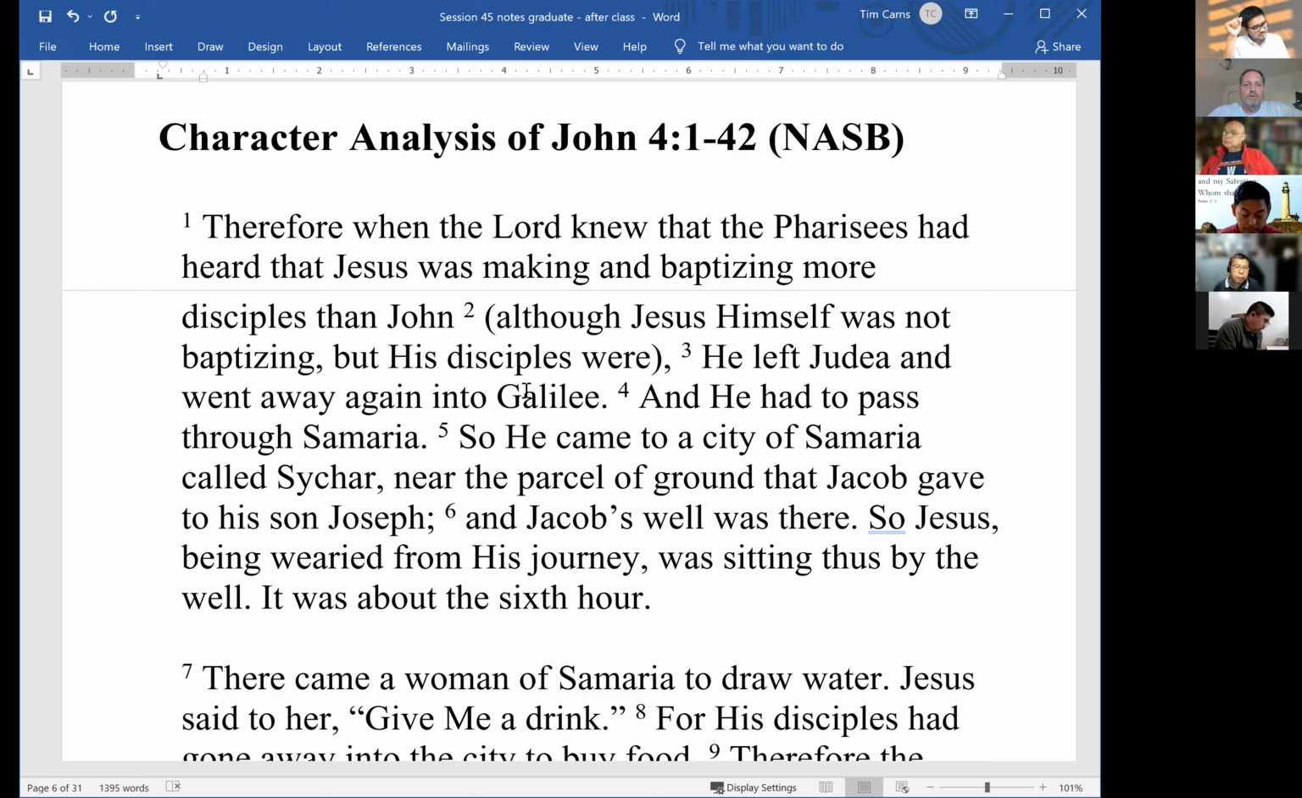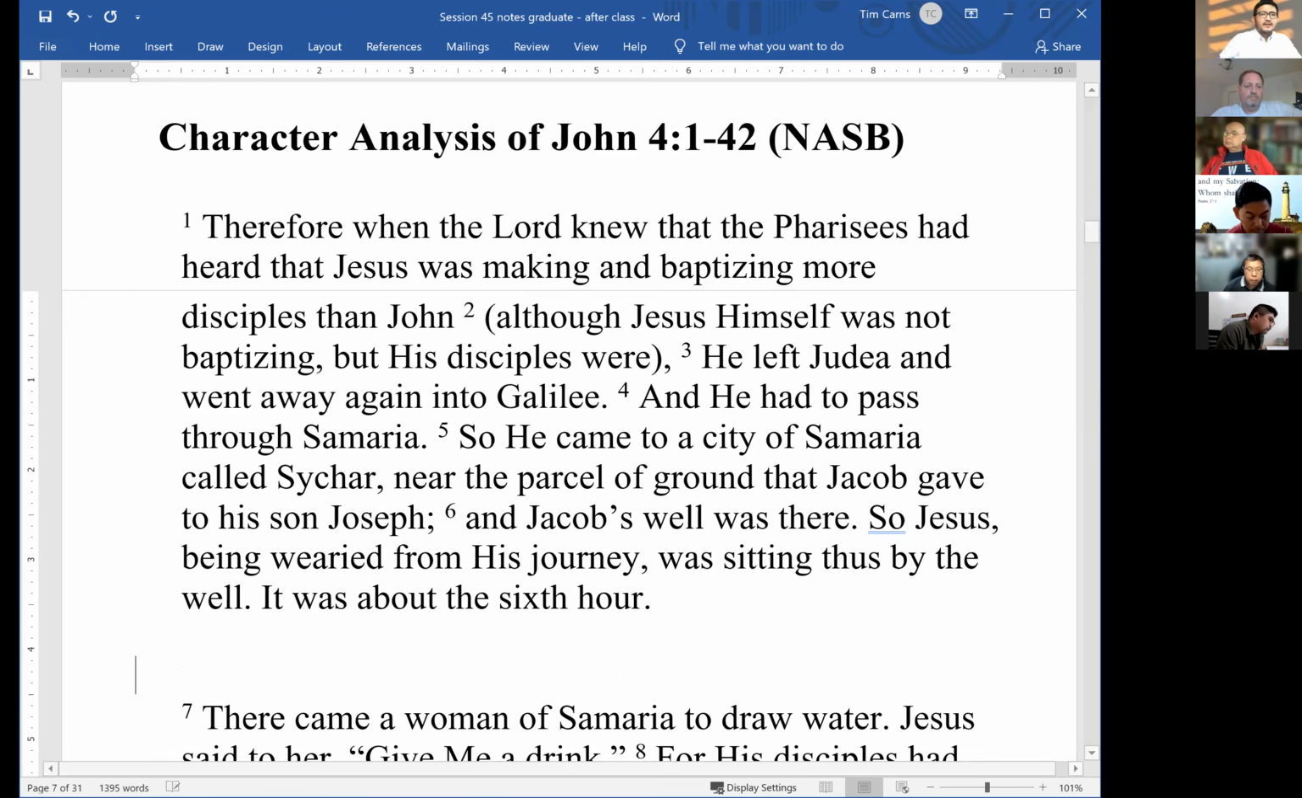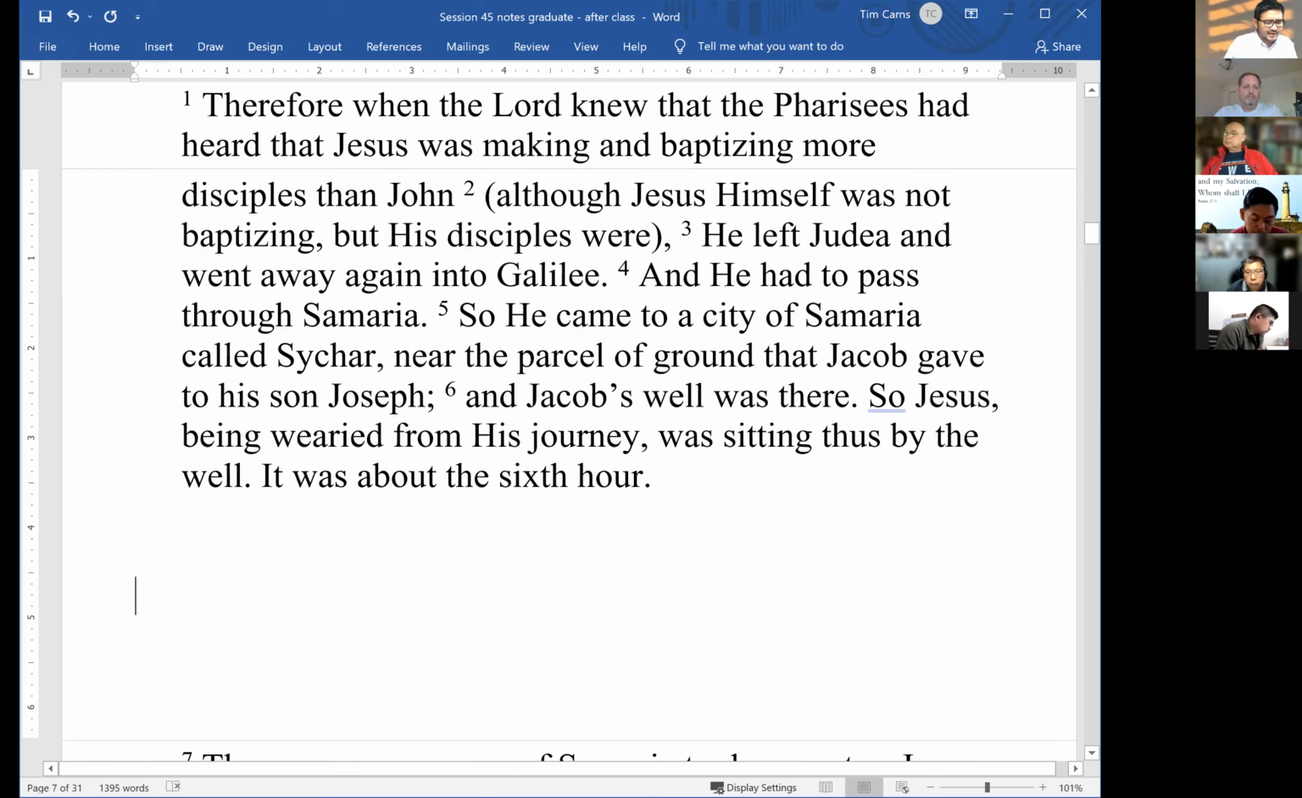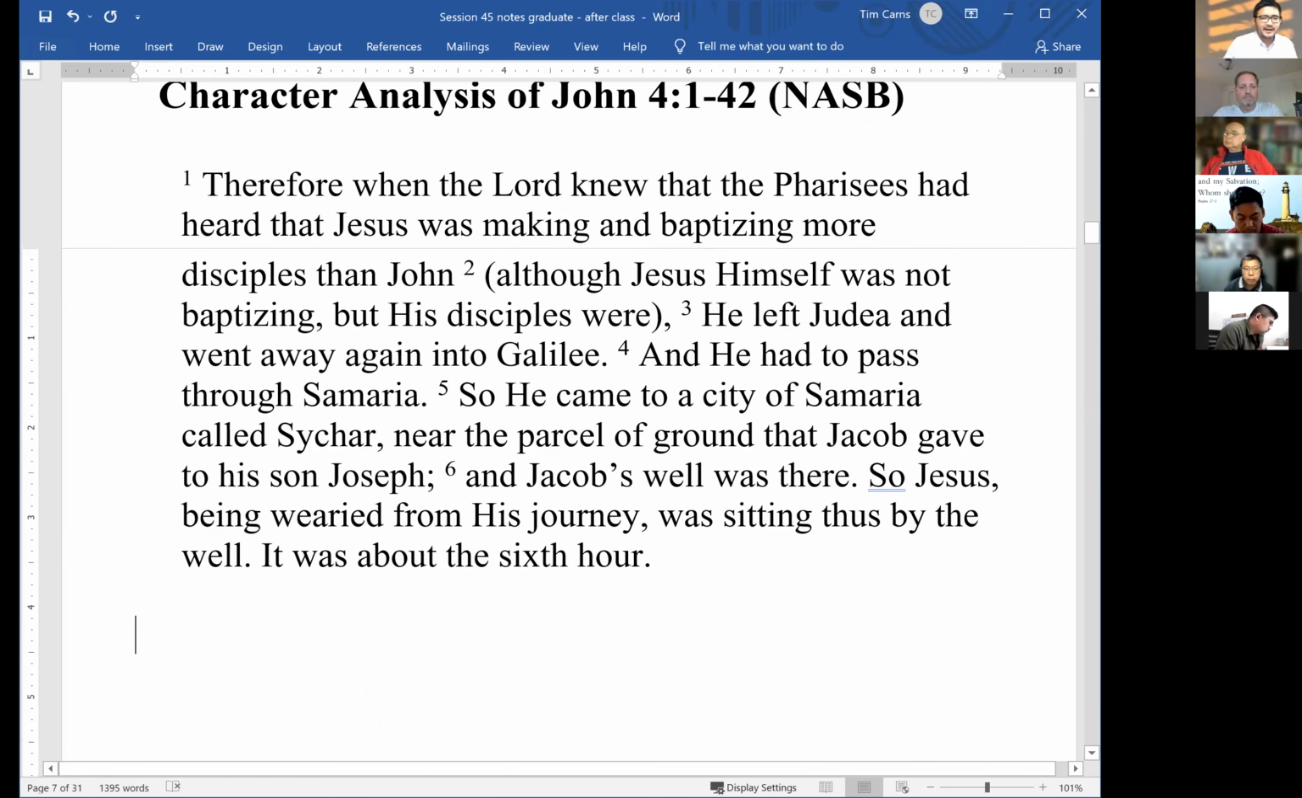Okay, so BJ, I think you read the first 6 verses, so we'll start with you. Is there anything in these first 6 verses that the narrator says that seems important? Yes, sir. I'm seeing that in verse 4, he mentioned that he had to pass through Samaria. He had to pass.